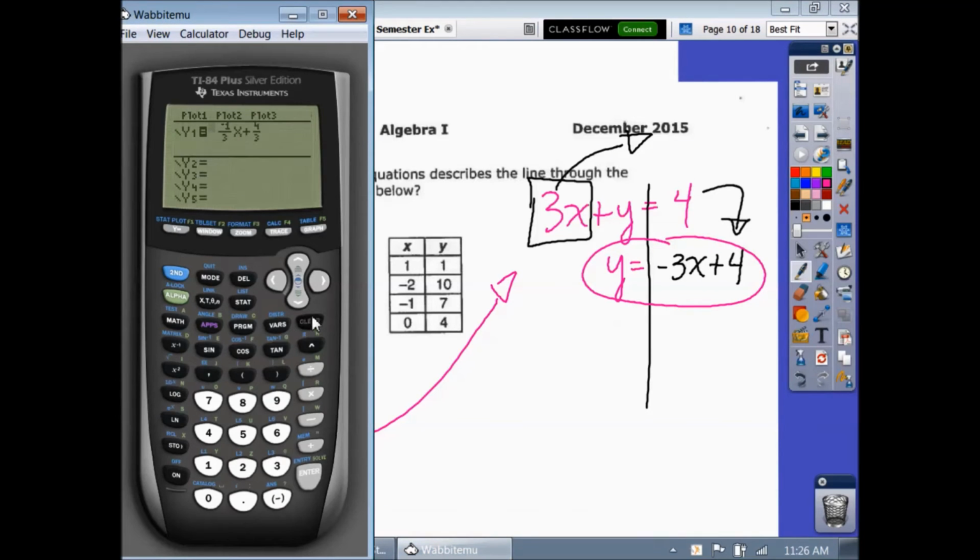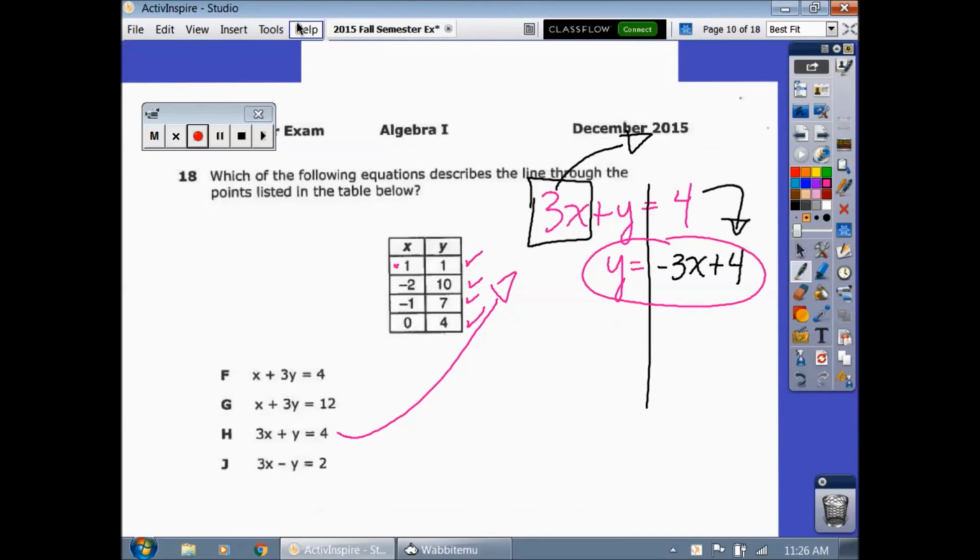Under y equals, negative 3x plus 4. Go to our table. Let's see what we can do here. So we'll start with x is 1. We get y is 1. That worked. Let's go up to -2. And y is 10. That worked. -1 right here. Y is 7. That worked. And if you go down here, 0, 4. And so there you go. You see that your answer is H.